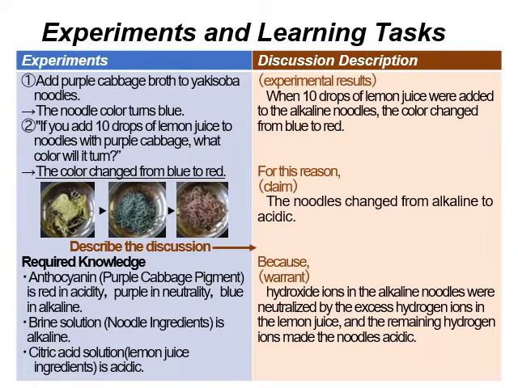An example of an appropriate consideration was set up as follows. That is, as an experimental result: when 10 drops of lemon juice were added to alkaline noodles, the color changed from blue to red. As a claim: for this reason, the noodles changed from alkaline to acidic. And as a warrant: because the hydroxide ions in the alkaline noodles were neutralized by the excess hydrogen ions in the lemon juice, and the remaining hydrogen ions made the noodles acidic.